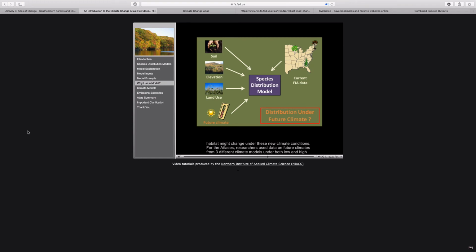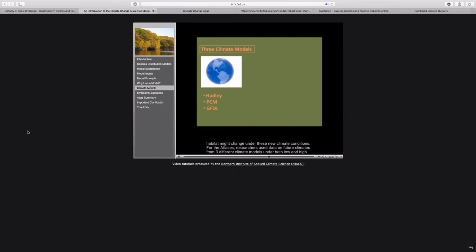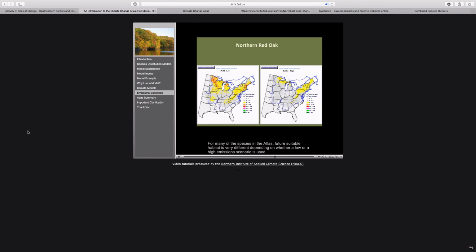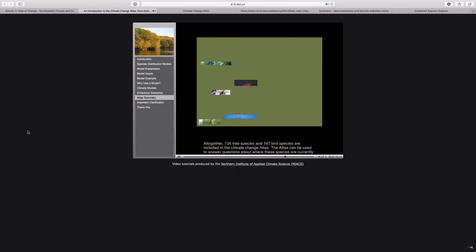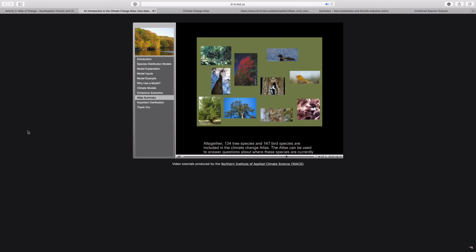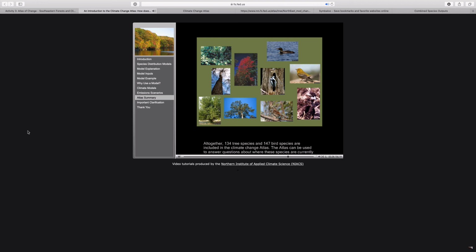new climate conditions. For the atlases, researchers used data on future climates from 3 different climate models, under both low and high greenhouse gas emission scenarios, to get a range of possible future conditions. For many of the species in the atlas, future suitable habitat is very different depending on whether a low or a high emission scenario is used. Which emission scenario will most closely match future conditions is still a big uncertainty here, and is highly dependent on human actions and policies. But it's important to note that even a low emission scenario can cause significant changes for many species. Altogether, 134 tree species and 147 bird species are included in the Climate Change Atlas.